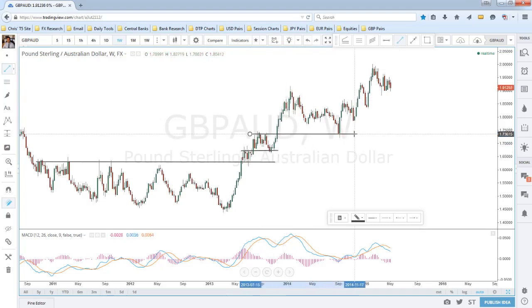Let's look over here now, continue to the right. We rallied higher, pulled back in a corrective manner to test this level.